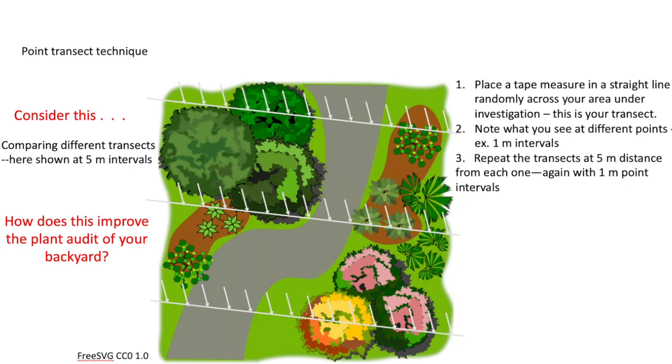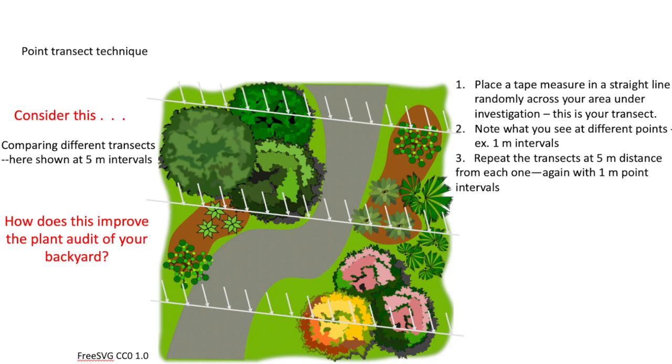You can repeat the transects at 5 meter distance from each one, so the tape measure strips are 5 meters apart, again with 1 meter point intervals. How would repeating the transects improve the plant audit in your backyard?